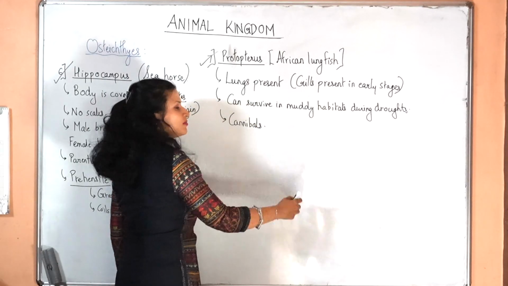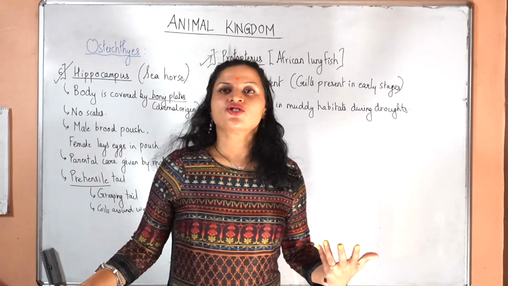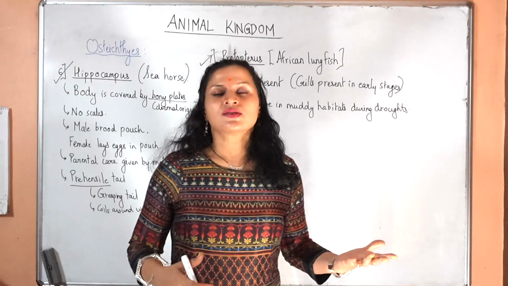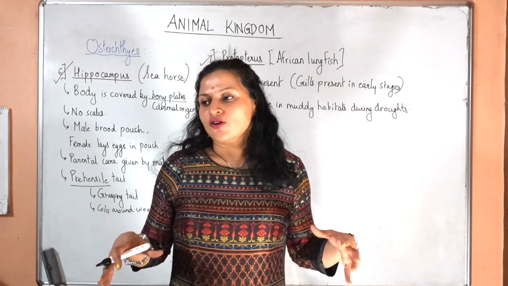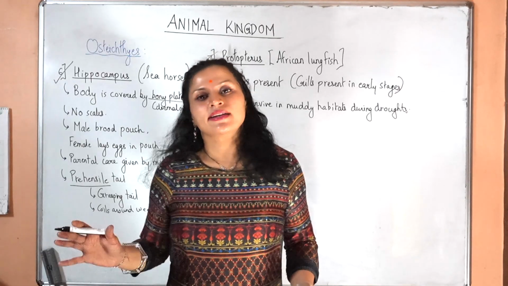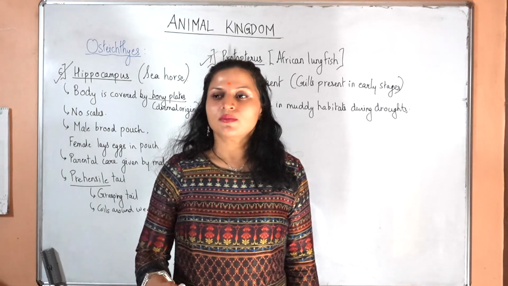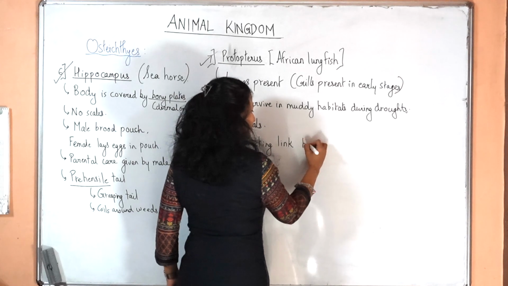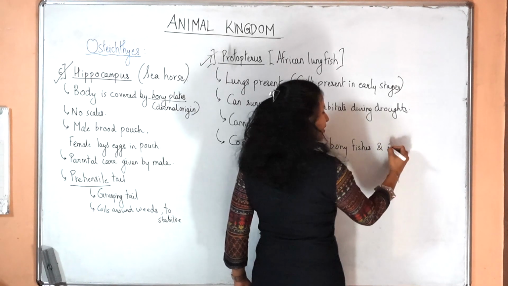They practice cannibalism when there is a drought-like condition, when food resources are scarce, when many lungfishes are concentrated in one place. The stronger lungfishes will just attack and kill the smaller ones and eat them up. Connecting link between bony fishes and amphibians.